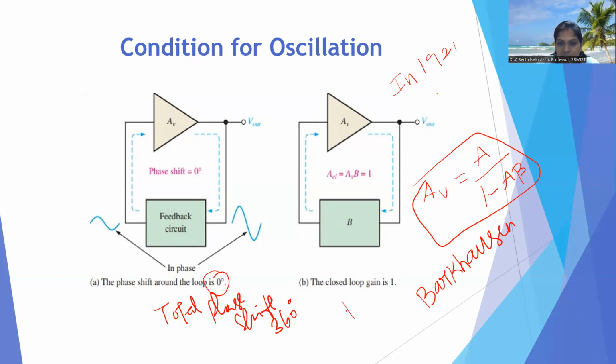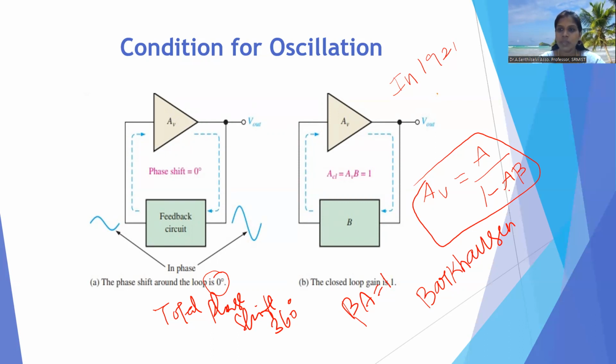What is closed loop gain value? Beta A value equal to 1. These are the two conditions for oscillation. See here, we apply the second condition, beta A. These are the two necessary conditions for the amplifier acting as an oscillator. Take beta A equal to 1.